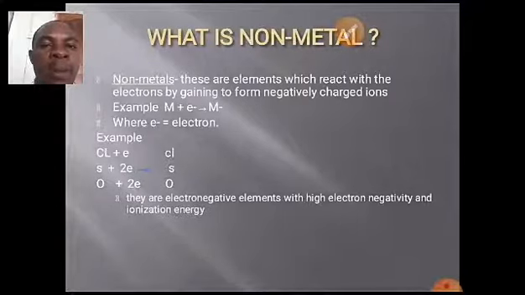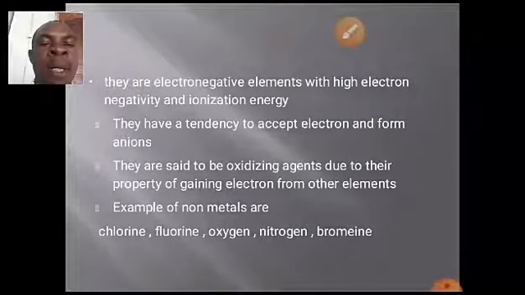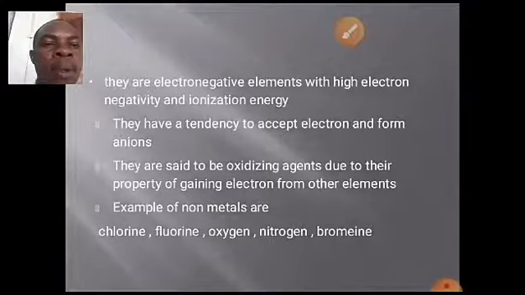Non-metals are electronegative elements with higher electronegativity and ionization energy. They have a tendency to accept electrons and form an ion. They are said to be oxidizing agents due to their property of gaining electrons from other elements. That's why they are said to be oxidizing agents. Oxidizing agents are substances which gain electrons. Examples of non-metals are chlorine, fluorine, oxygen, nitrogen, bromine.